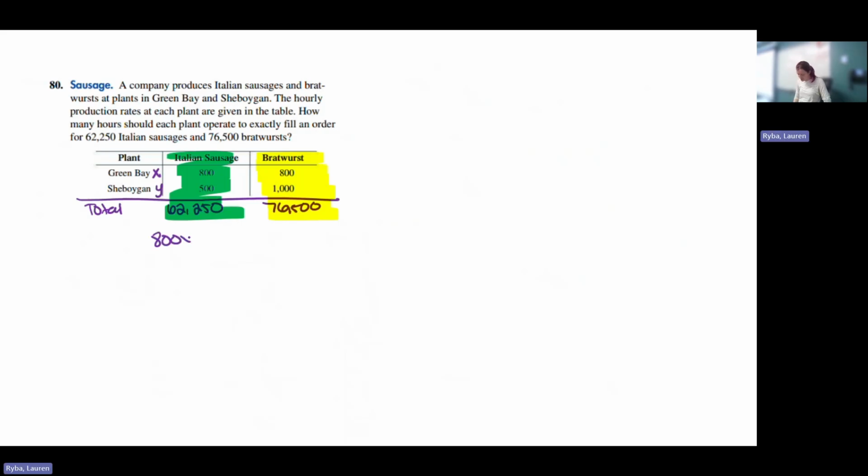So 800x plus 500y equals 62,250. Because I make 800 every hour at Green Bay, 500 for every hour at Sheboygan, and I want to know how many hours total to get to 62,250. And I do the same with the second equation. So 800x plus 1,000y equals 76,500.